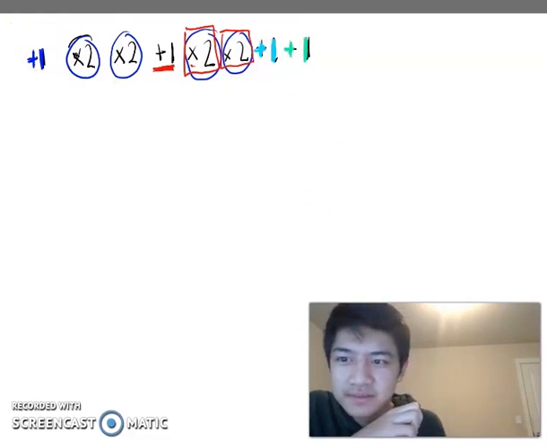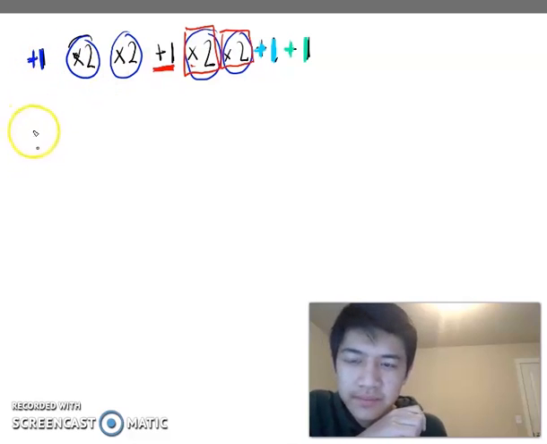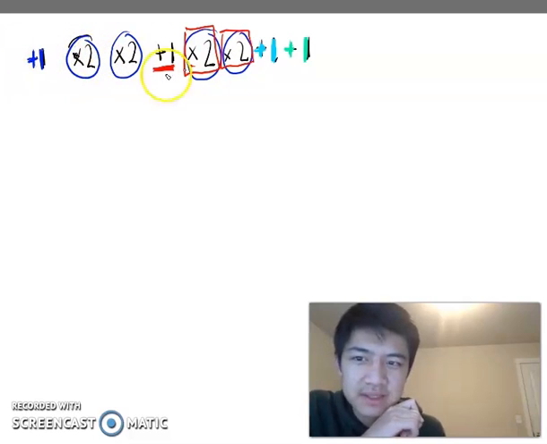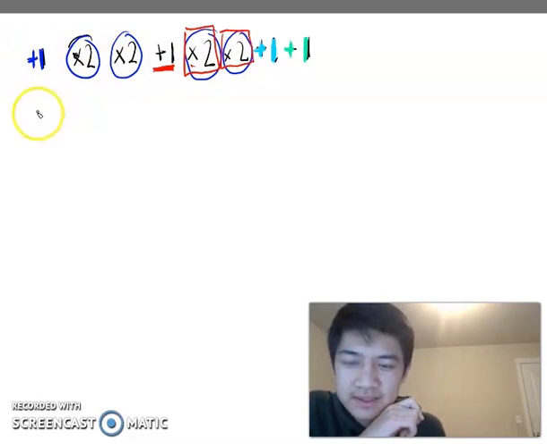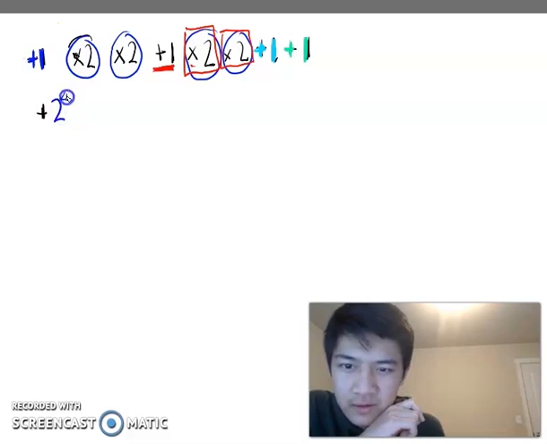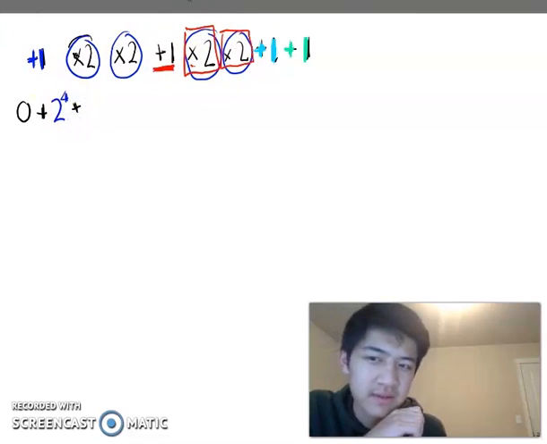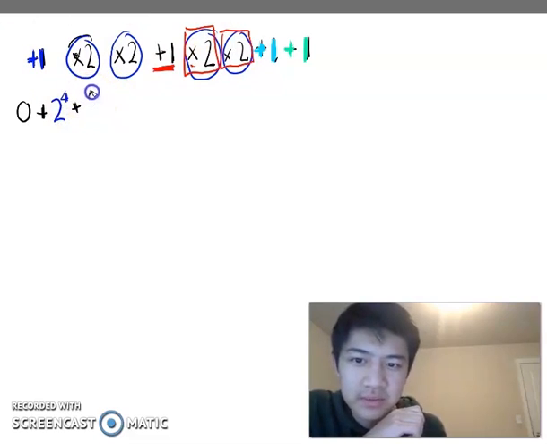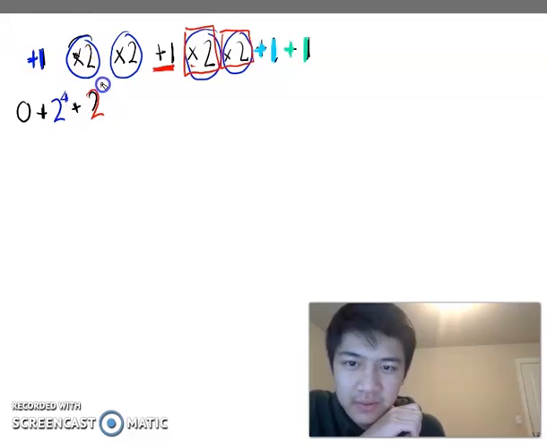Since these are not affected by any of the plus 2's, we can just think about this as plus 1. This plus 1 is under the effect of 4 plus 2's, so we can think of this as plus 2 to the power of 4. And we can think of this as starting at 0, so 0 plus 2 to the 4, plus another. This one is under the effect of 2 powers of 2, so we can do plus 2 to the power of 2.